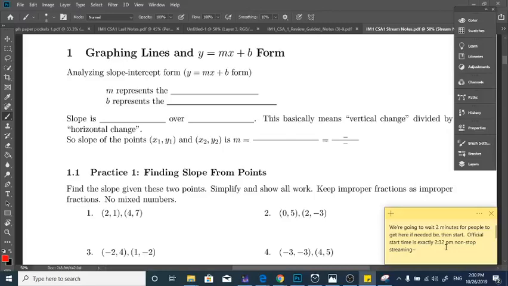Wait about two-ish minutes just to get people settled, because I know that not everyone's going to be here right now. So just take a second. If you have your notes or another sheet of paper, get that out, get yourself situated, and then we're going to begin momentarily.